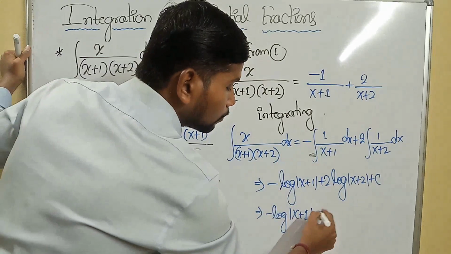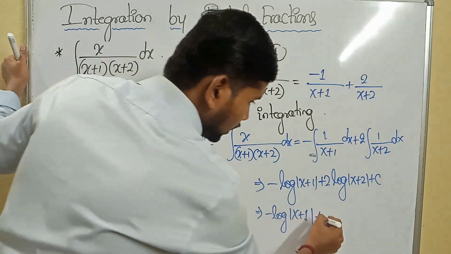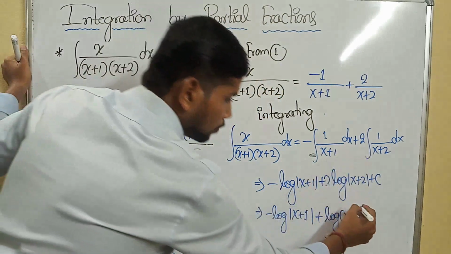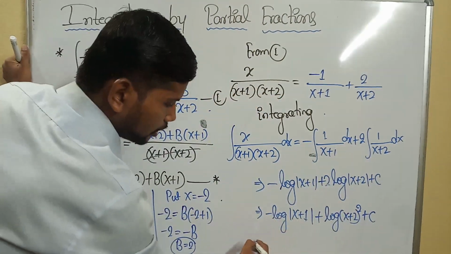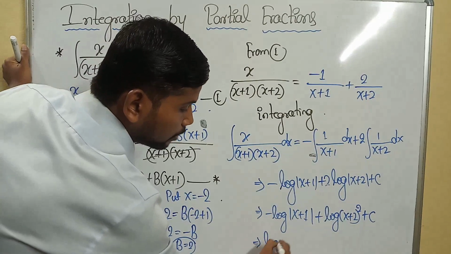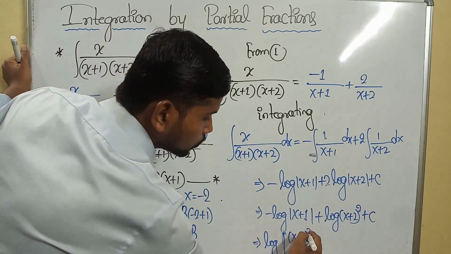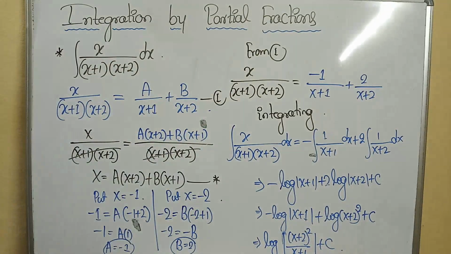Okay, plus, what is a log b? It is log b to the power a, that's why I need to write log of (x plus 2) to the power 2, plus c. What is log a minus log b? It will be log of a by b. What is the meaning of a by b? (x plus 2) whole square divided by x plus 1, plus c. Got it?